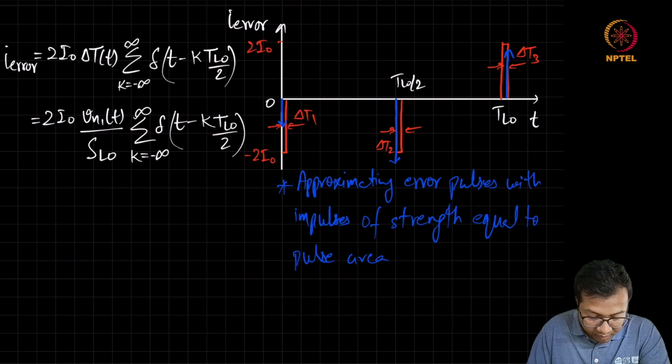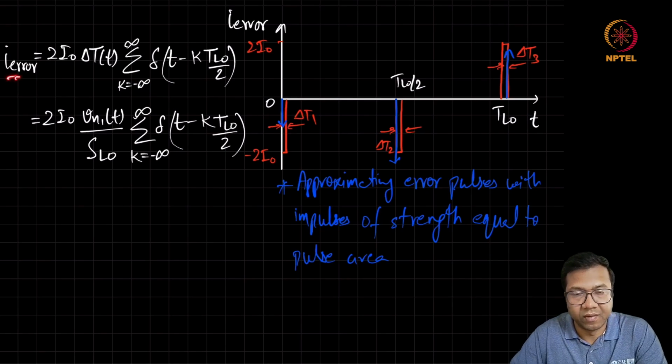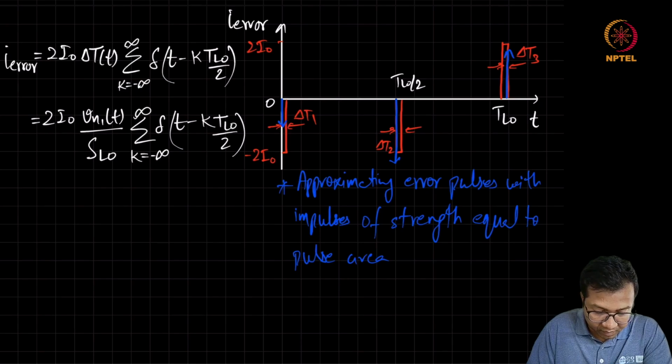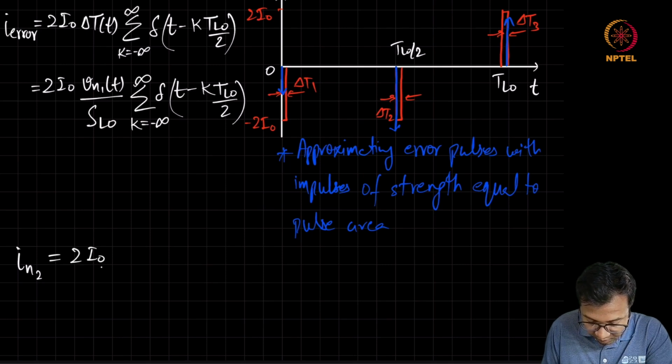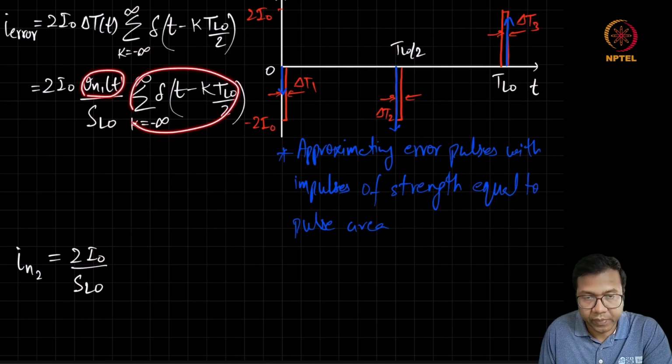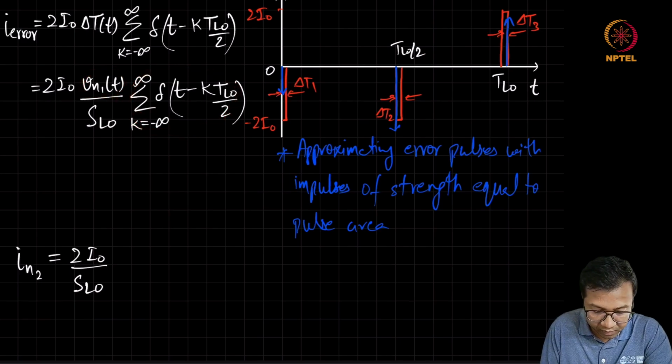So we are interested in the noise due to these error pulses, at the baseband frequency, the IF frequency. We can find the noise in the frequency domain as In due to M2 to be equal to 2I naught by SLO. In the frequency domain, it will be a convolution of the frequency spectrum of each of these two.